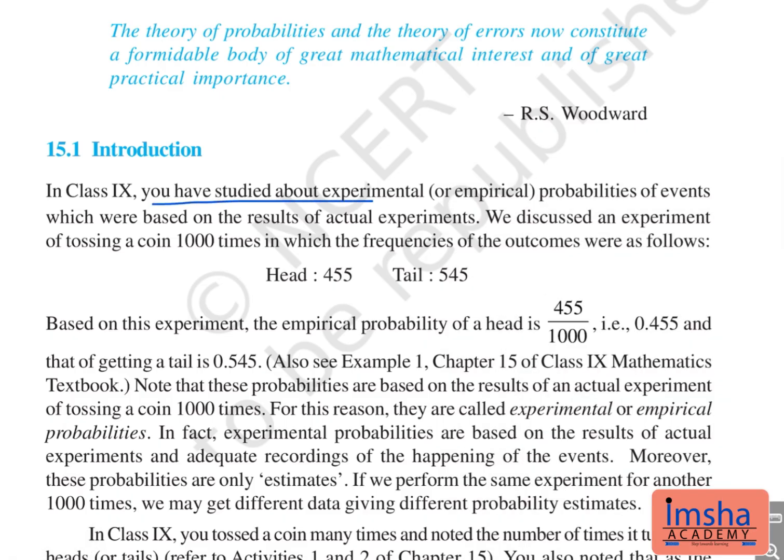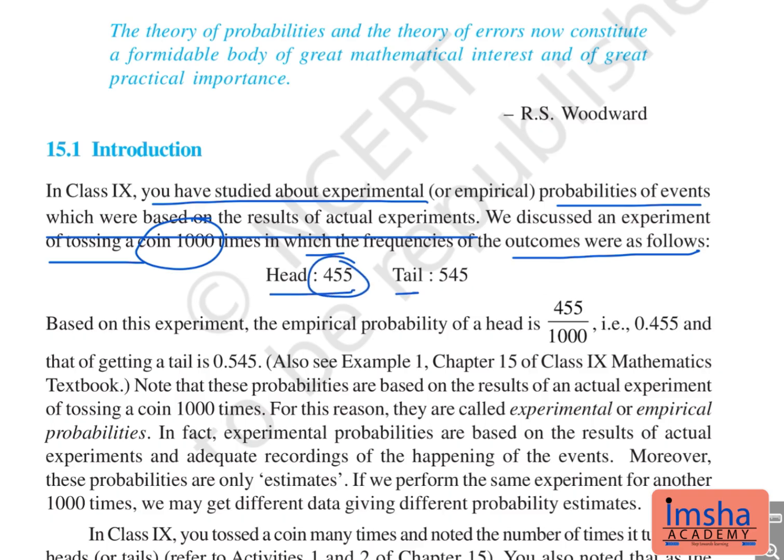You have studied about experimental probabilities of an event, which are based on the results of actual experiments. We discussed an experiment of tossing a coin 1,000 times in which the frequencies of the outcomes were as follows: head 455 times and tail 545 times. Based on this experiment, the empirical probability of a head is 455 divided by 1000, because we have tossed the coin 1000 times, right?